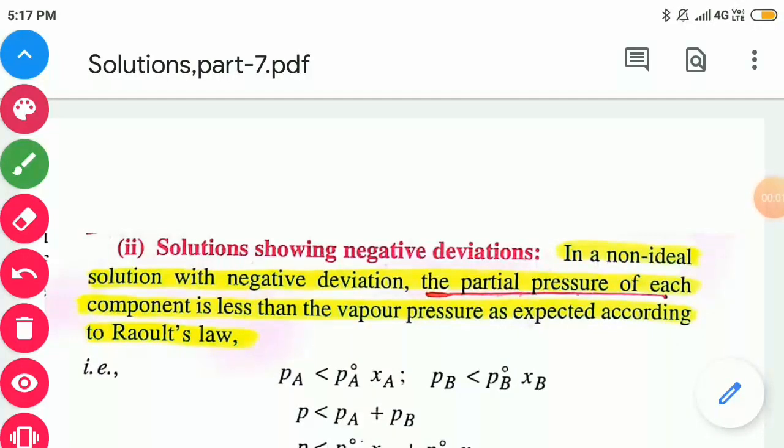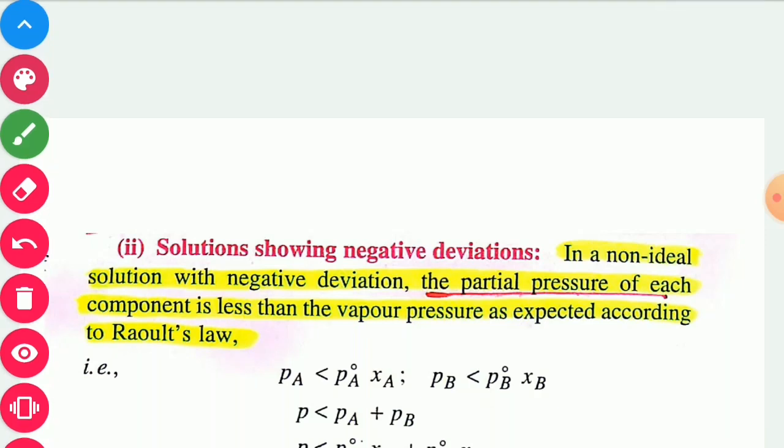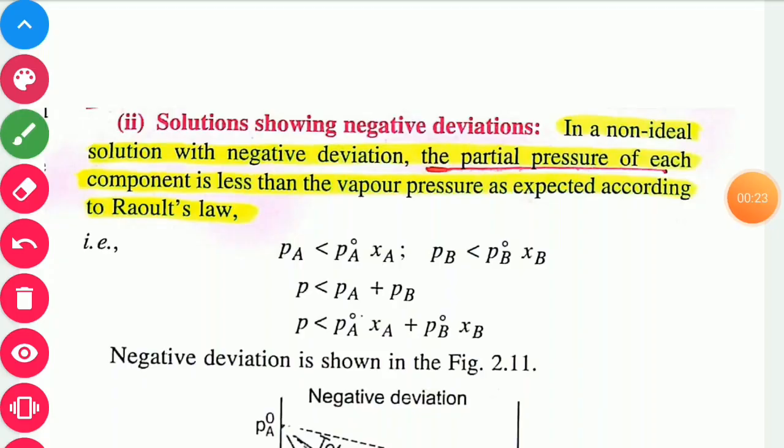Hello students, in the 7th video lecture of chapter 2, that is Solutions, you will study non-ideal solutions showing negative deviation, azeotropic mixtures, that is azeotropes or constant boiling mixtures, as well as some numerical problems based on Raoult's law. So first of all, non-ideal solutions showing negative deviation.